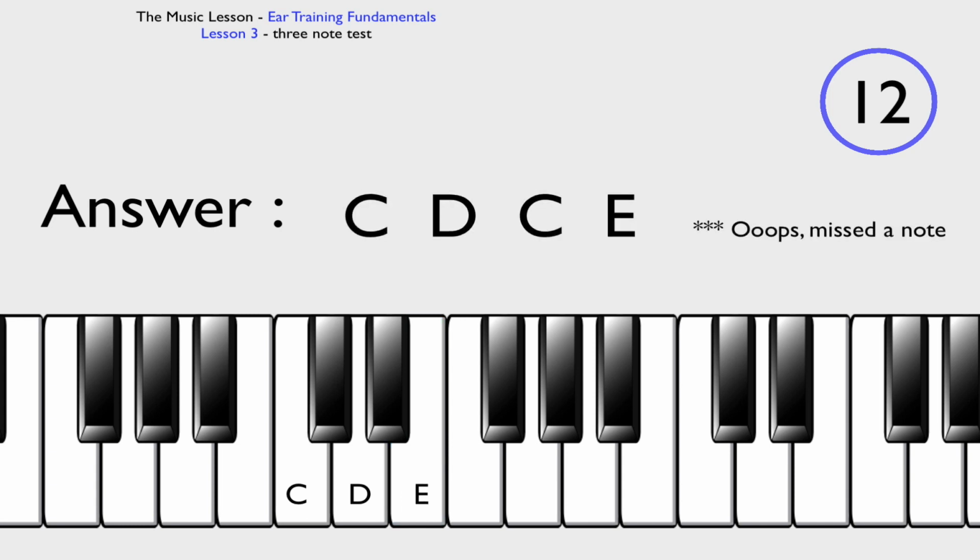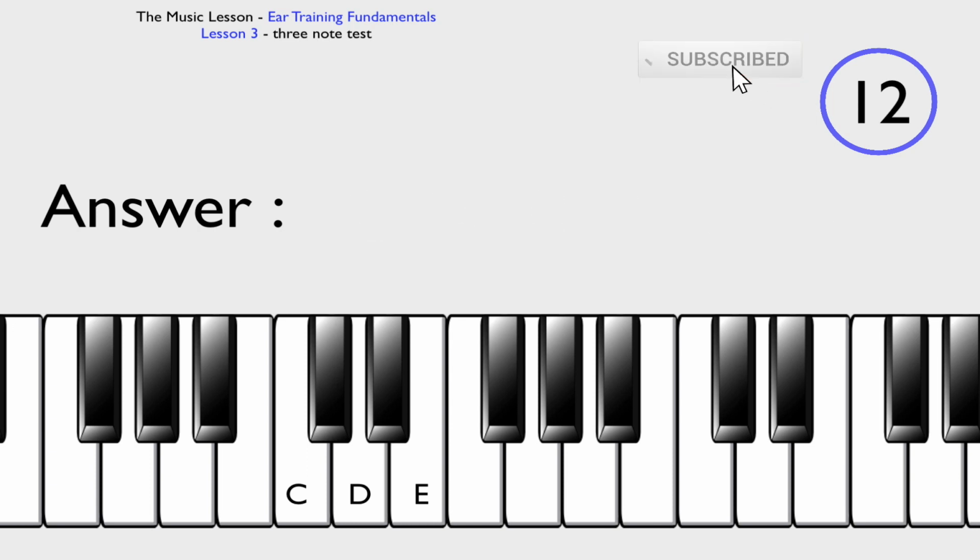And just a note, I switch back and forth between A, B, C and Do, Re, Mi because some of you are used to Do, Re, Mi, some of you are used to A, B, C. They are both completely valid, so use whatever you are comfortable with. Okay, two more and then this lesson is done. Number 13.